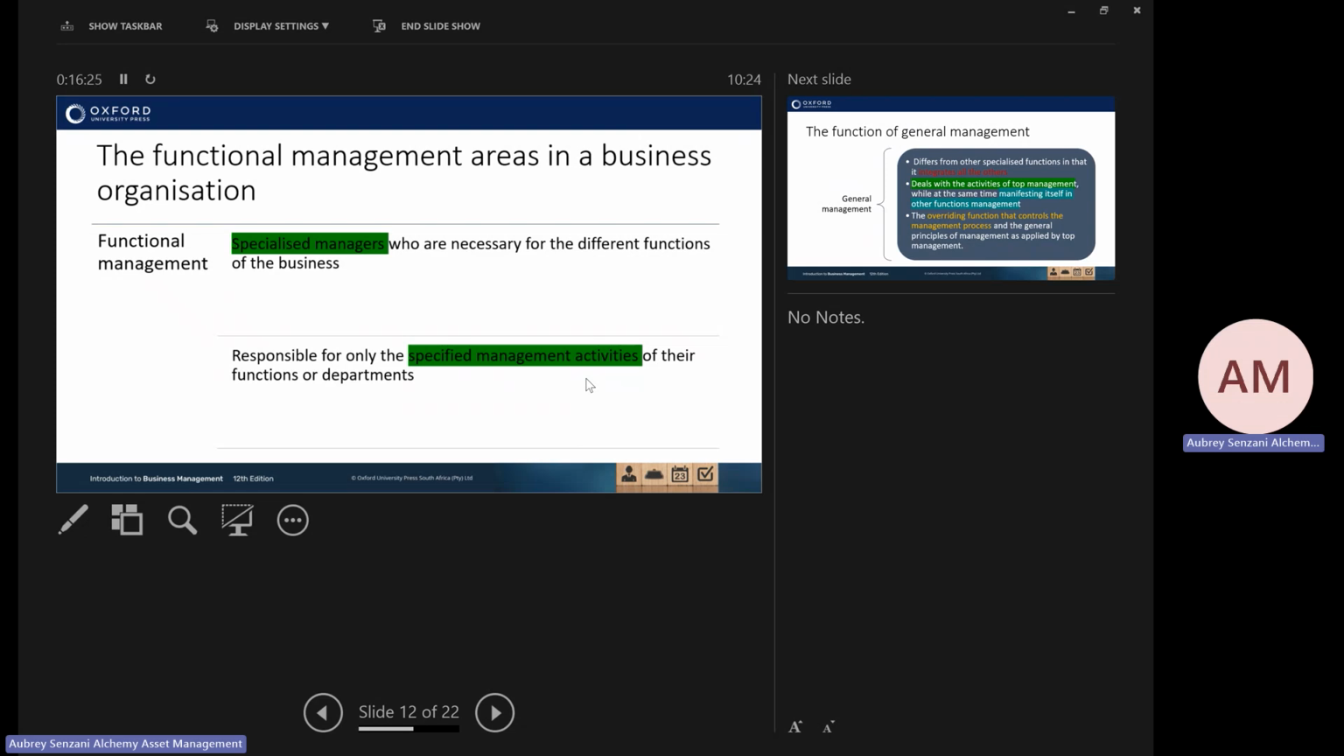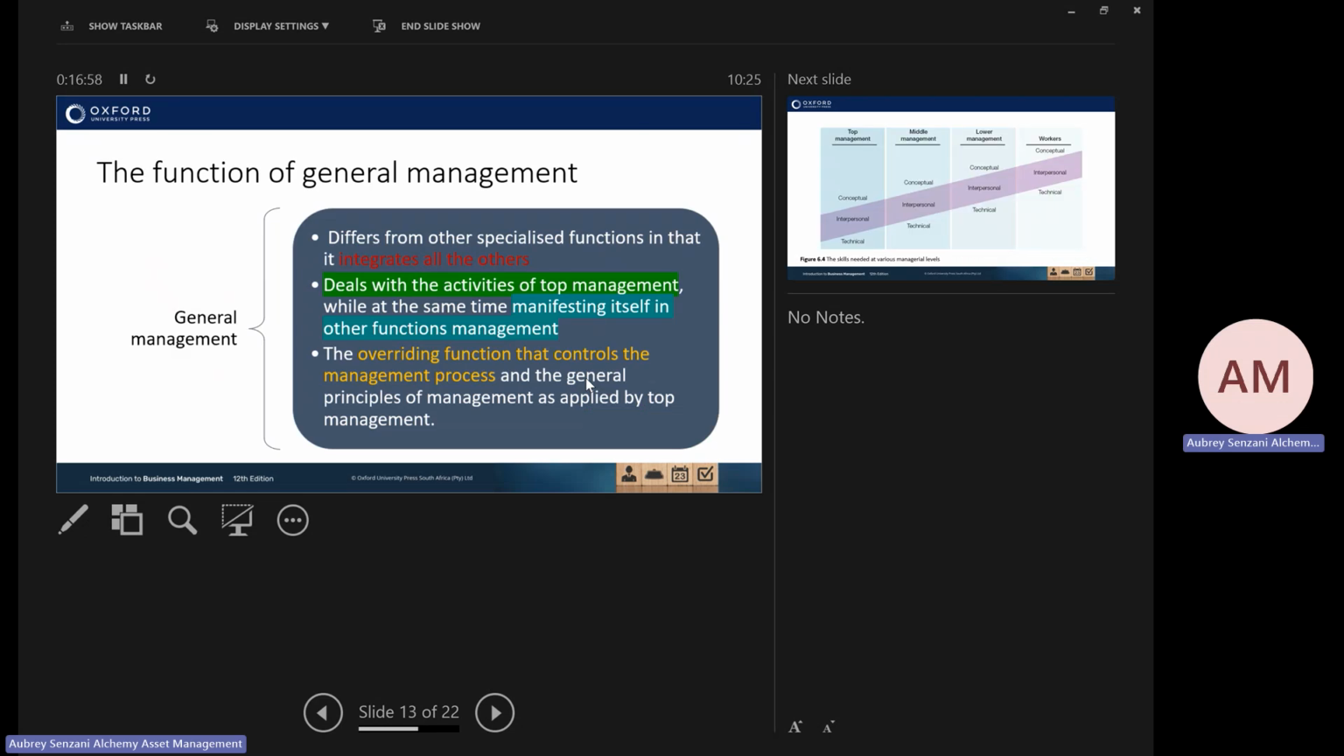Okay, now here they're just now speaking to functional management areas. Okay, now functional means that obviously you specialize in a certain area. Okay, you're not responsible for everything. You're responsible only for specific management activities that obviously fall within your function. Okay, so if you're the logistics manager, then your focus would be on things like distribution and how your product is then obviously delivered to the customer. Or how the product or raw materials get to the business before we then process or produce our product.